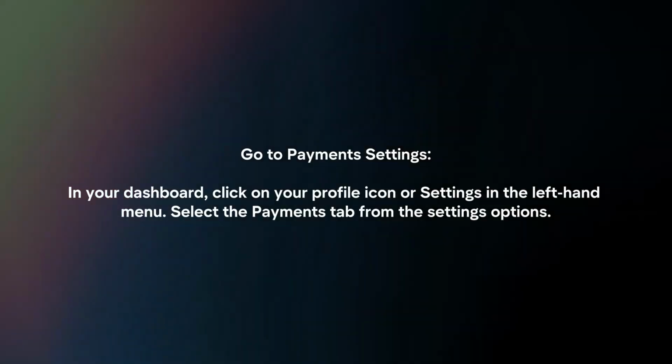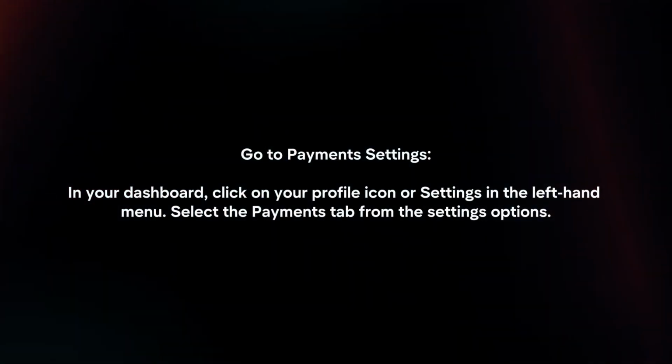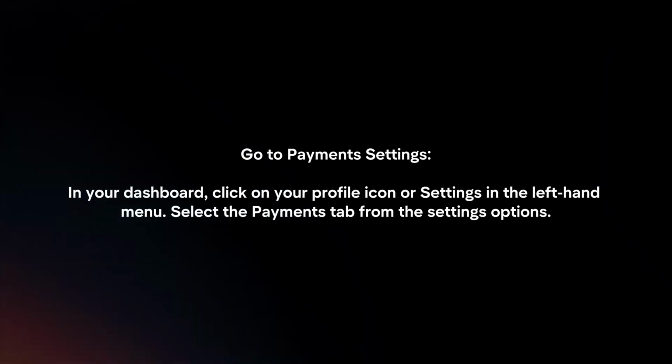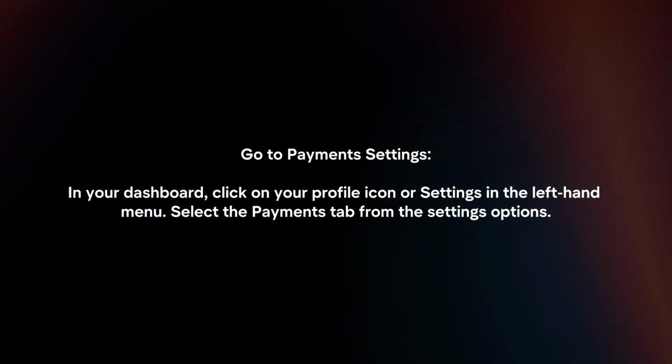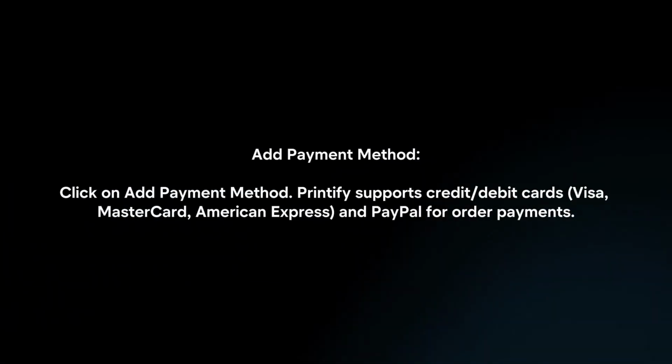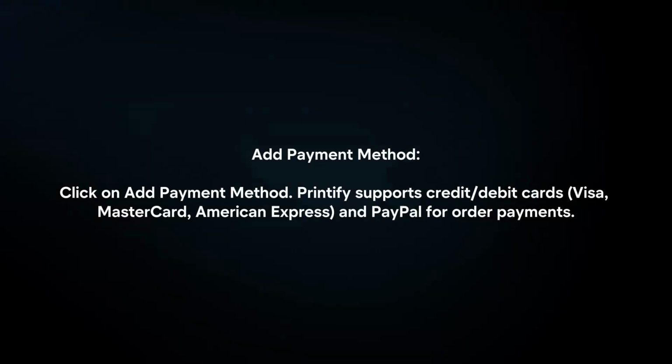Go to Payment Settings. In your dashboard, click on your profile icon or settings in the left-hand menu. Select the Payments tab from the Settings options. Add Payment Method. Click on Add Payment Method.